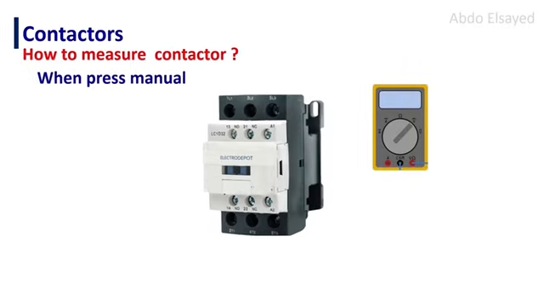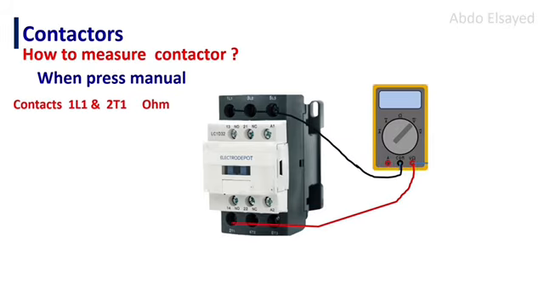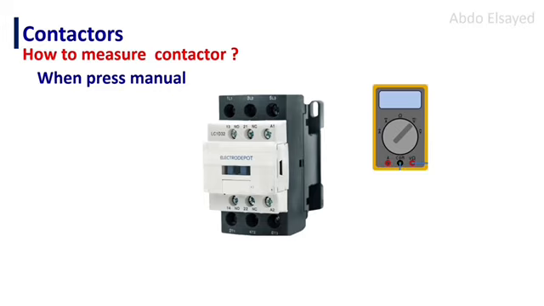How to measure a contactor? Turn off the power. Measure the continuity of the coil ends. Press manually on the contactor head and measure the input with the output points. There should be an ohm reading.